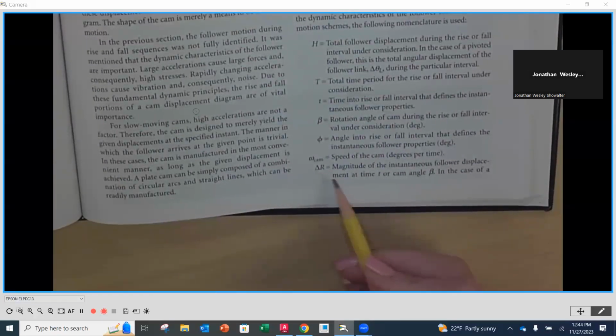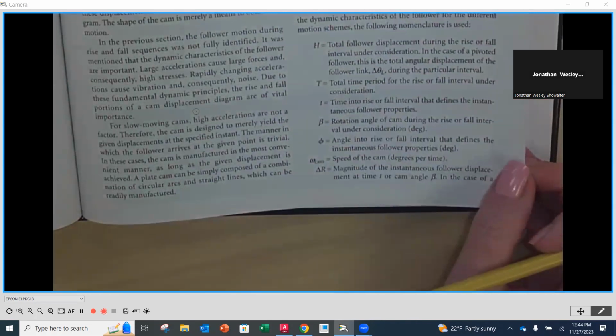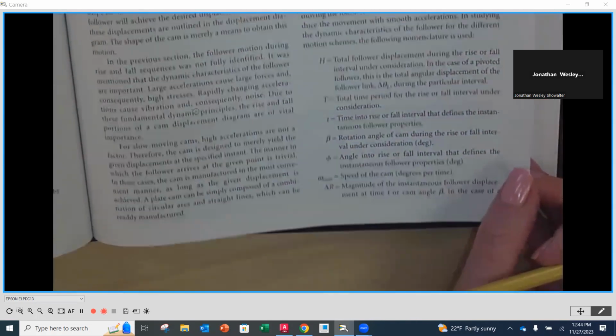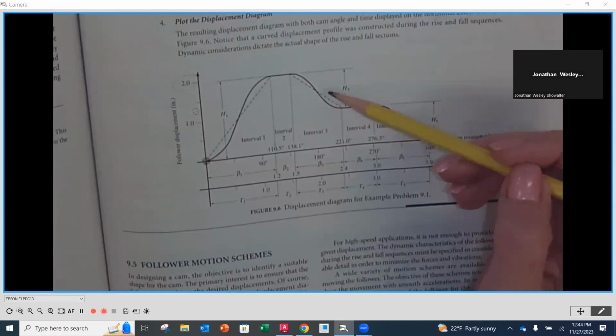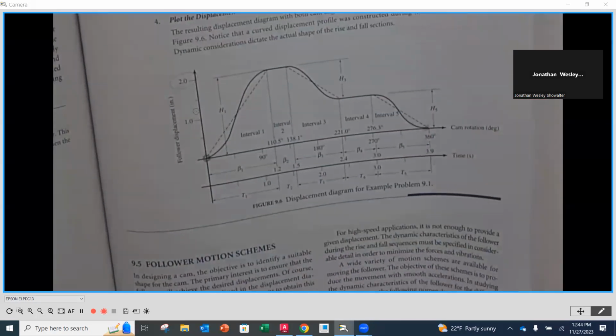And then the next one that we have here is delta R. This is going to be the instantaneous follower displacement at any time, given in an angle or a time frame. So our R would be, what is that distance? It really relates back to that total H as well. It's a distance or displacement.